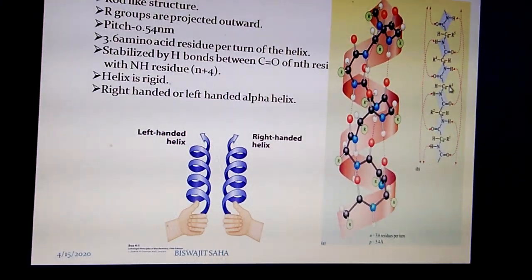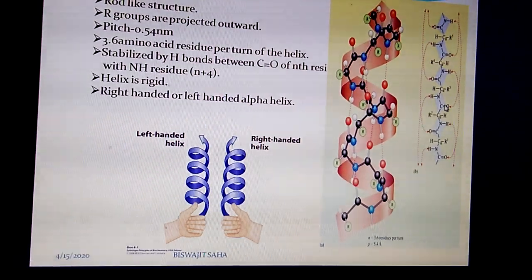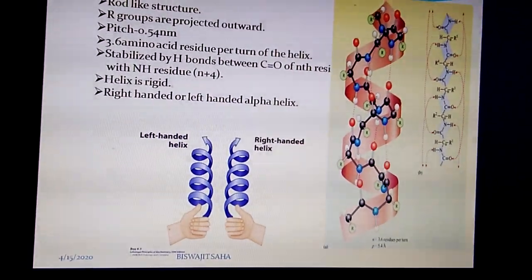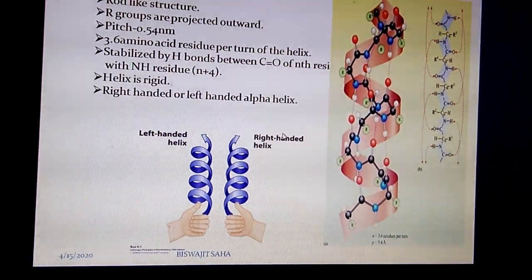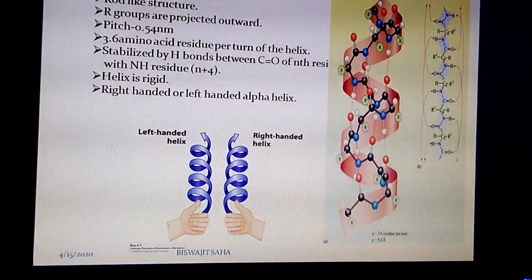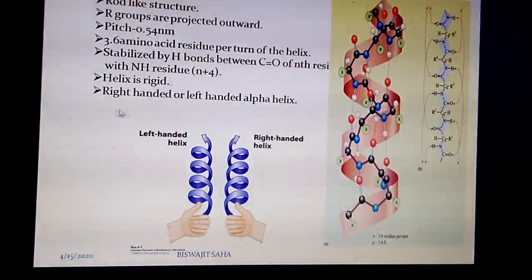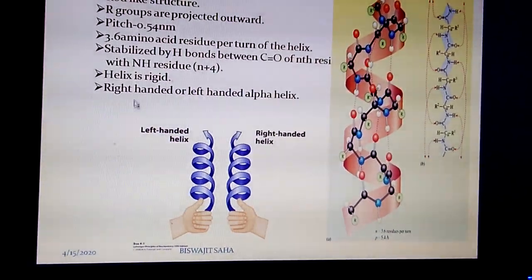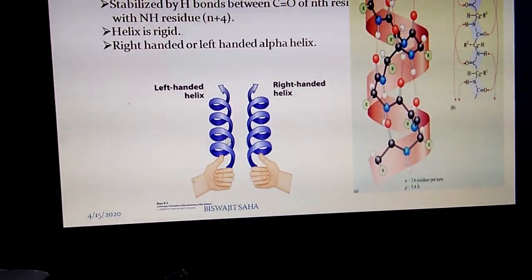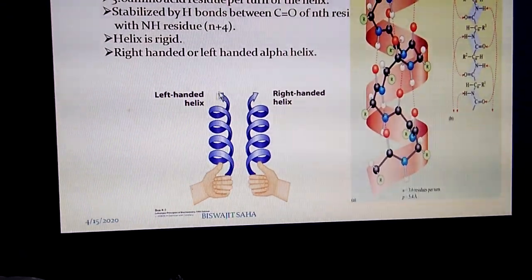The N-O optimum distance is about 2.8 angstrom. An alpha helix can form with either D or L amino acids, but the residues must be only of either L or D stereoisomer. Naturally occurring alpha helix can be either right-handed or left-handed. So if it is left-handed, this is the left-handed alpha helix.